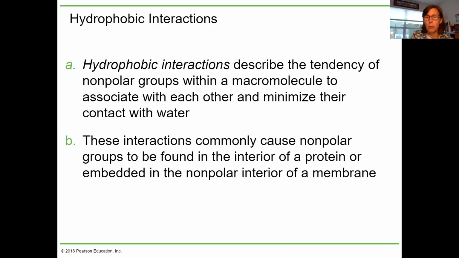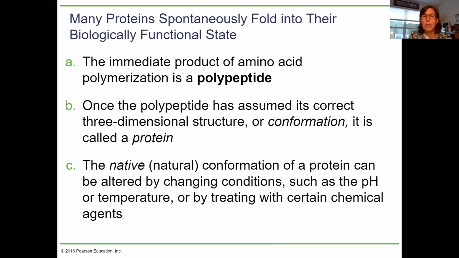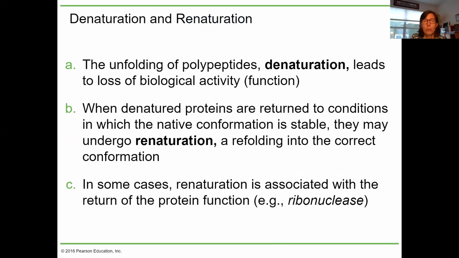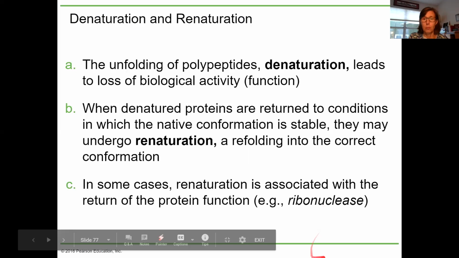So hydrophobic amino acids tend to be in the interior of a protein, and hydrophilic amino acids tend to be on the outside. Proteins fold in the cell. Polypeptides fold into proteins, but a protein can also be denatured, and that means they lose their biological activity. But sometimes they can renature.